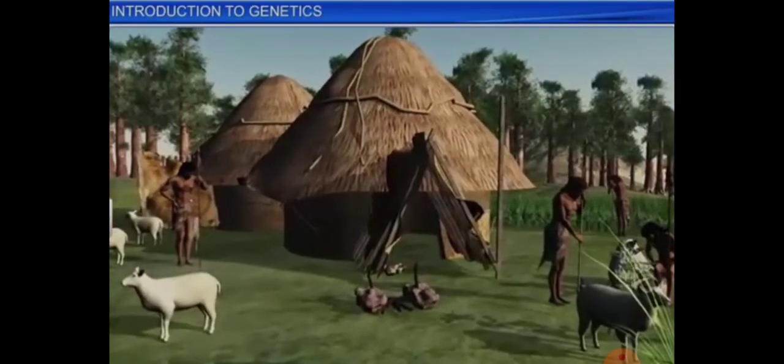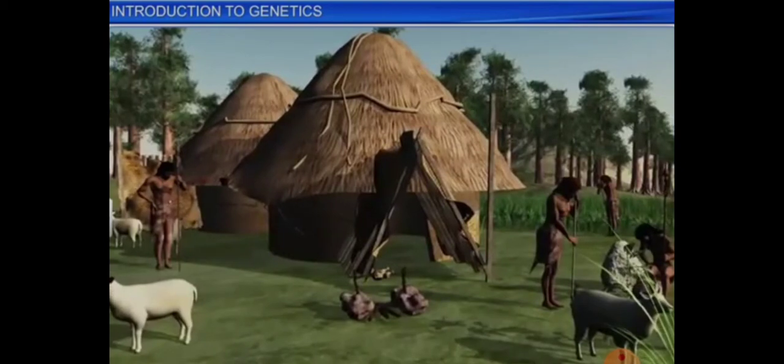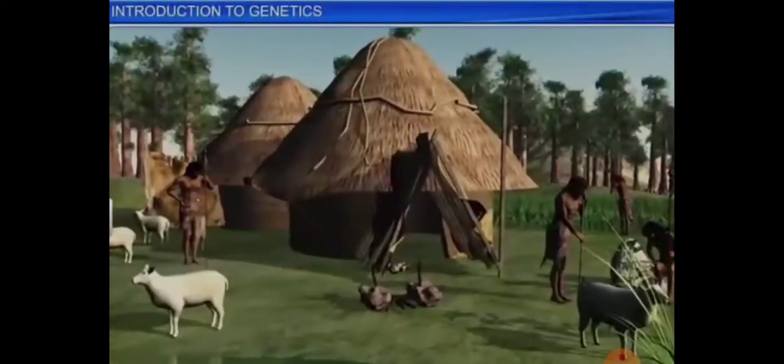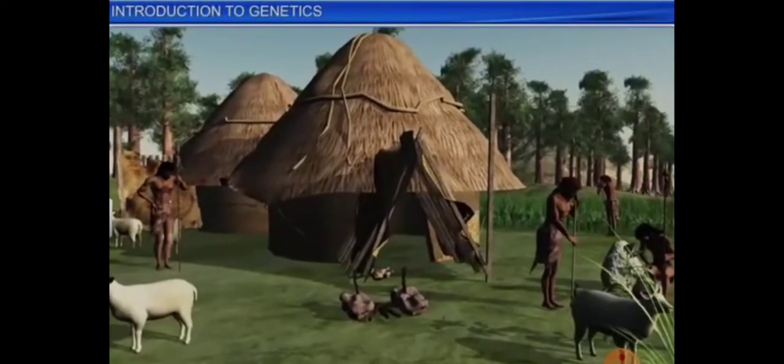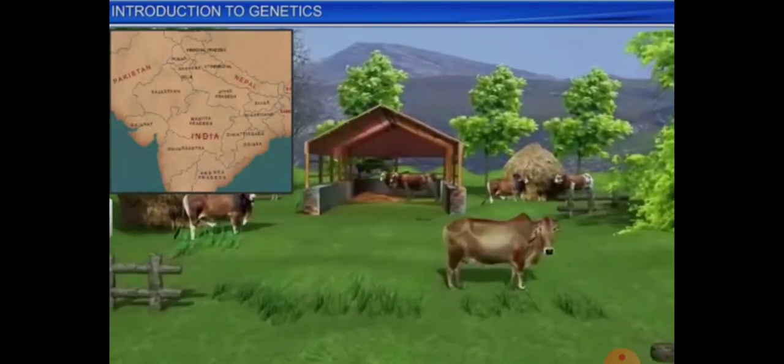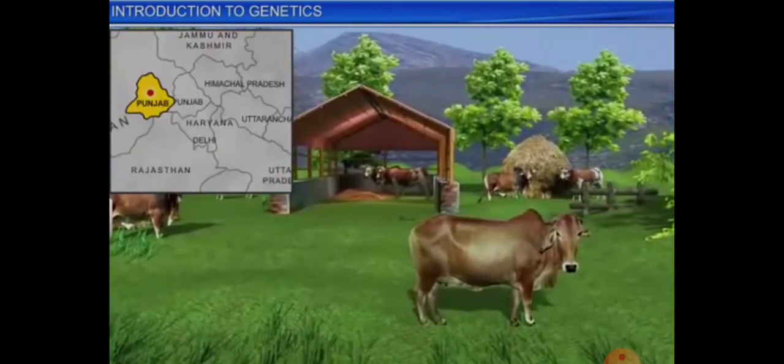Human beings have been using their knowledge of genetics since prehistoric times. Our ancestors knew that sexual reproduction was one of the causes of variation. Based on this principle, we practice domestication and selective breeding of animals and plants. For example, the cow found in Punjab was attained through artificial selection and domestication of ancestral wild cows. However, our ancestors had very little knowledge about the scientific basis of genetics.